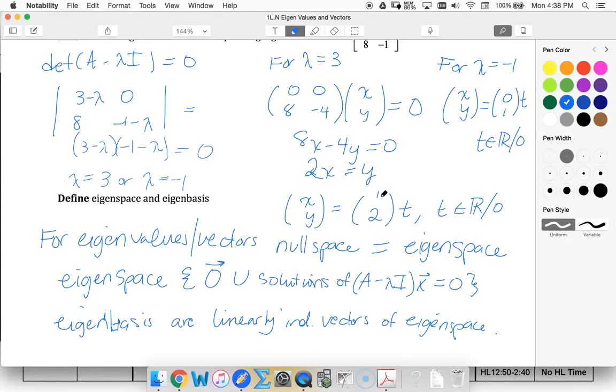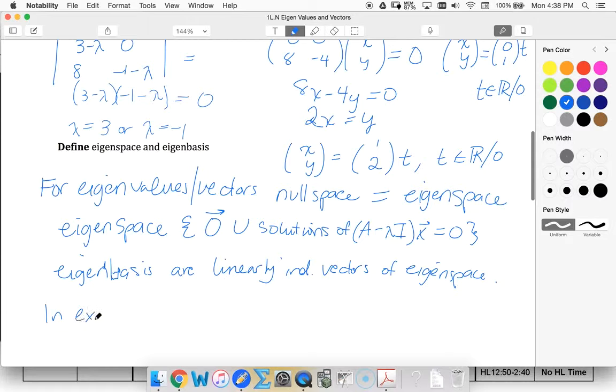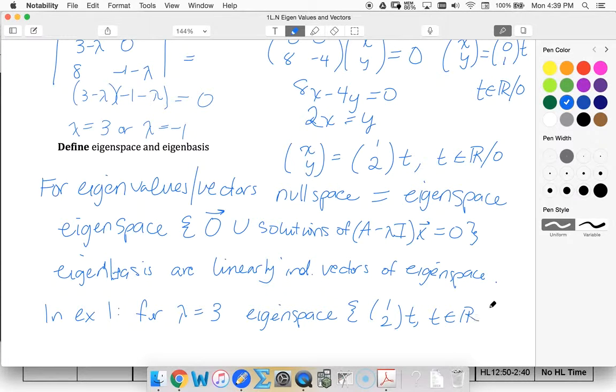Notice that this one and this one are not the same eigenspace. We have individual eigenspaces for individual eigenvalues. So in example 1, for lambda equals 3, the eigenspace is our solution: t times (1, 2), t an element of the reals. And this time I can leave t as an element of reals because I want to include the 0, 0. I don't have to say excluding 0.